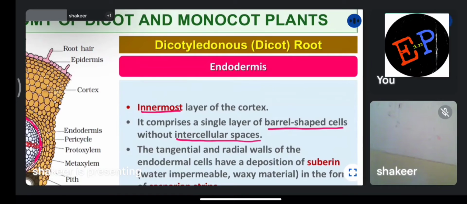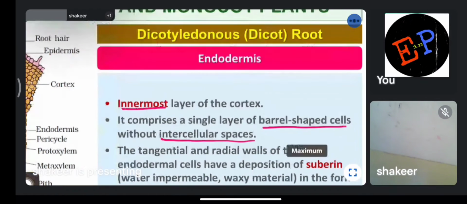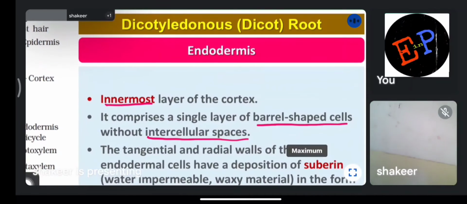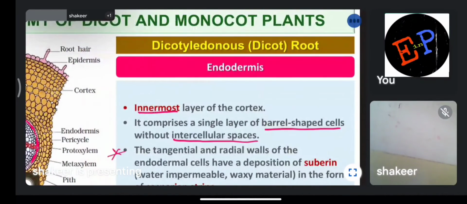So the tangential and radial walls of the endodermal cells have a deposition of suberin, a water impermeable waxy material in the form of Casparian strips. So this is another important point which you should remember. Are you able to understand, ma? So these endodermal cells on the tangential sides as well as on the radial walls. Okay, ma? Tangential positions means what? Those positions where one cell is touching another, that is called a tangential region. So in the tangential region as well as in the radial walls, what you find? You will find a deposition of suberin.